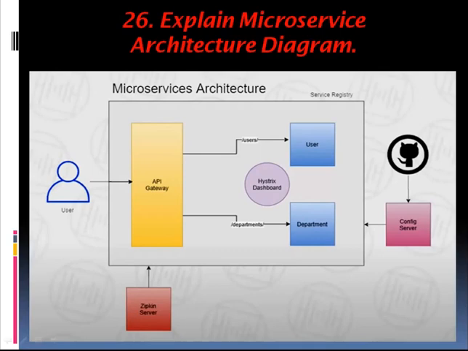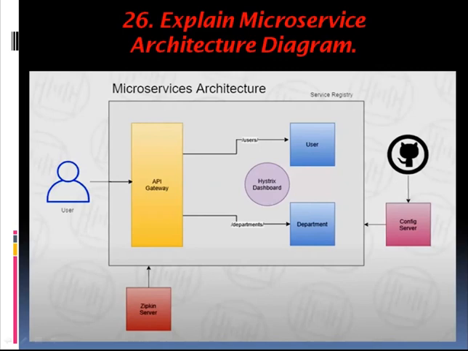We are using the Eureka server for the service registry. So this is the service registry and these are the clients. This API gateway, Hystrix dashboard, user, these are Eureka clients, and they are all registered in the service registry. This is the Eureka server.